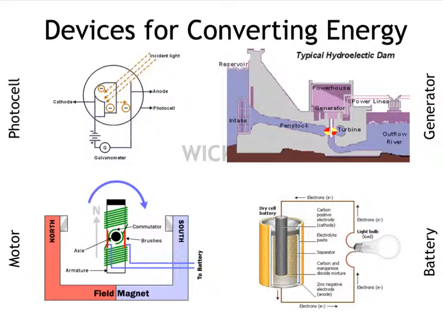I found just a few examples of diagrams for these machines. One example of a generator converts gravitational potential energy into electricity using a hydroelectric dam. And then we have our typical batteries that convert electrical energy into light energy, and we have electrical motors that turn electrical energy into mechanical energy. And here we have a photocell, which converts light energy into electrical energy. So any kind of solar panel would use light energy to convert to electricity.